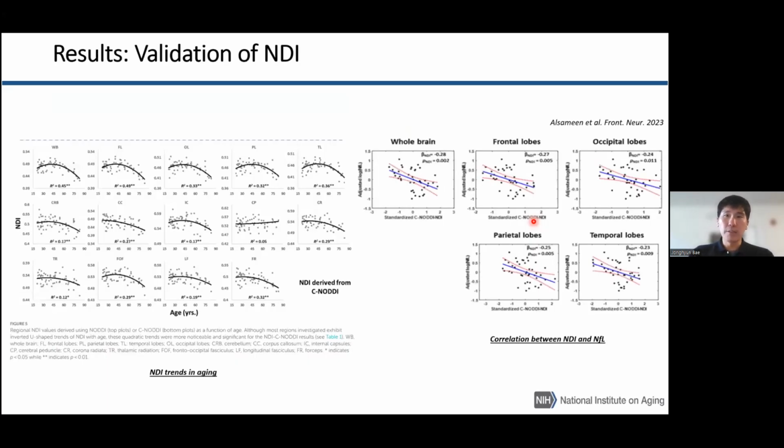So here are the results. First, we see the NDI measures across the aging process in different brain regions, shown here on the left figure. We observe this inverted U shape of NDI trend for most of the brain regions, which suggests neurite maturation and subsequent loss with aging. On the right, we see a strong and significant correlation between NFL levels in plasma and NDI measures in different lobes of the brain for each subject. So this strong correlation suggests that our NDI measures directly reflect the axonal damage.